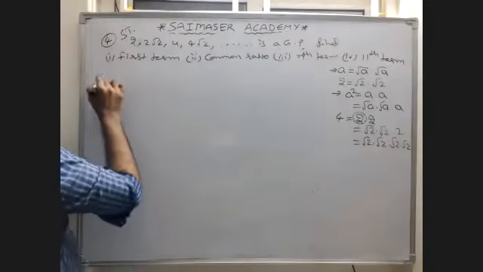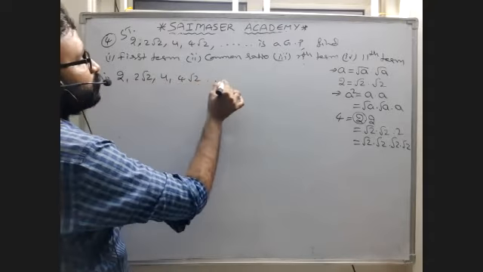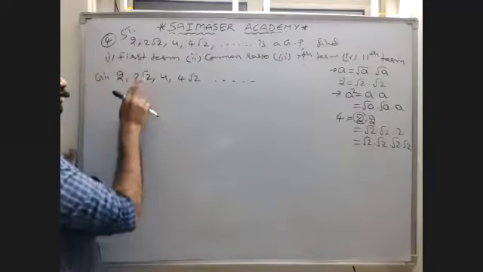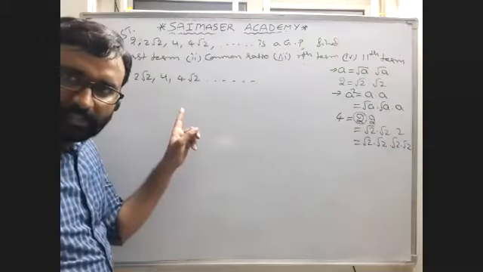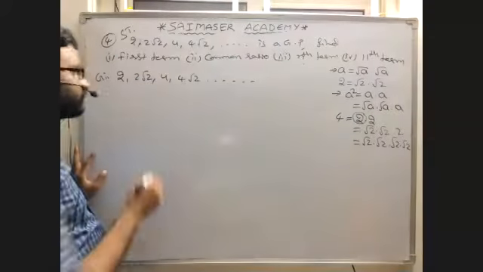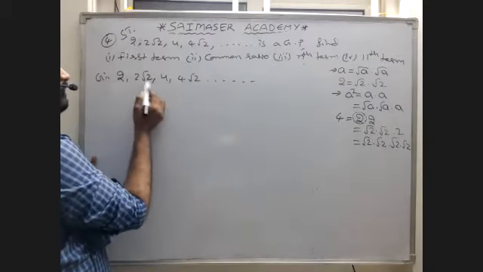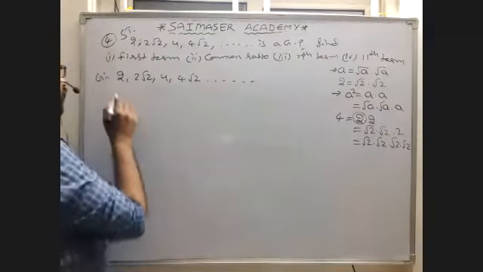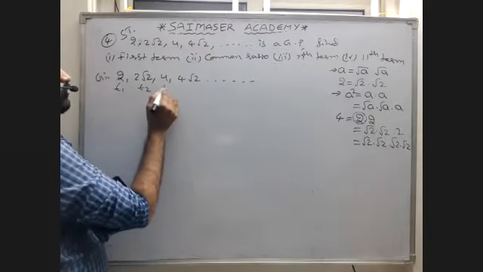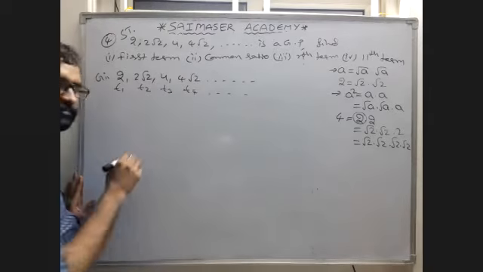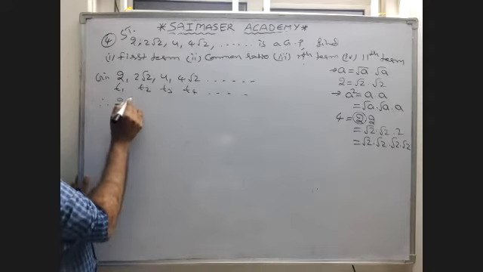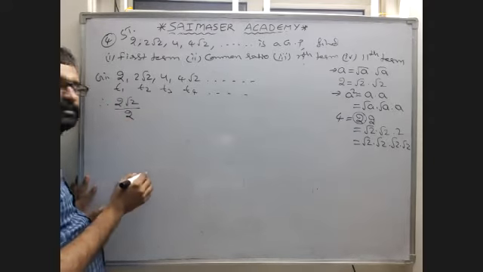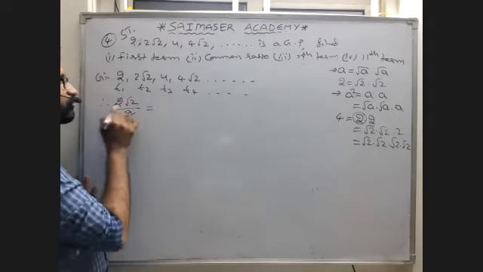And given series is what? 2 comma 2 root 2 comma 4 comma 4 root 2, so on is given. This 2 root 2 is one term only. This is first term, second term, third term, fourth term. First of all, we have to check this is GP or not. For that, I told you what? This divided by this, divided by this, divided by this we have to do. Now, this is T1, T2, T3, T4, so on. To check that, we have to write what? T2 by T1. Now 2 root 2 by 2 is equal to what? 2 cancel, root 2.